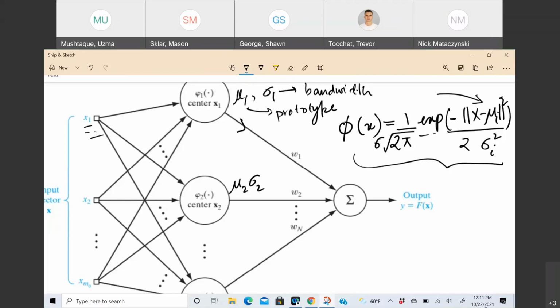Because the activation is going to be higher for the values that are really close together. And that's what the exponential and the negative sign signify. And also the sigma here is signifying the spread of the effect of that, right? If question?